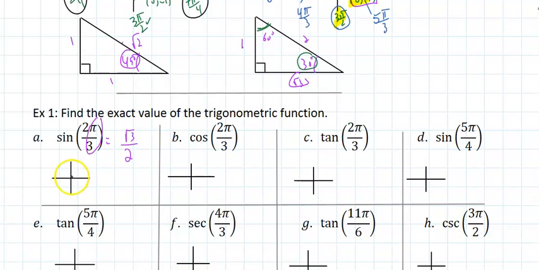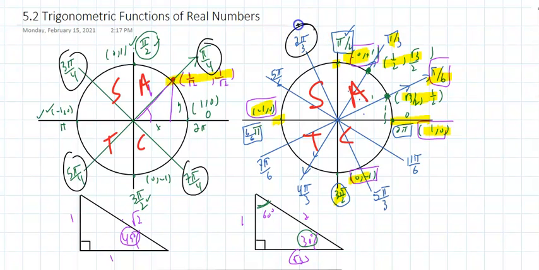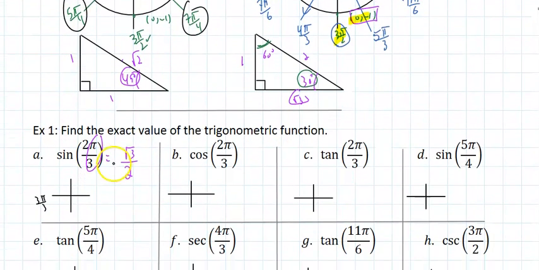Where's 2 pi over 3? We know this is pi, which is 3 pi over 3, or if you have those drawn, you know exactly where 2 pi over 3 is. And in this quadrant, the sign is positive.